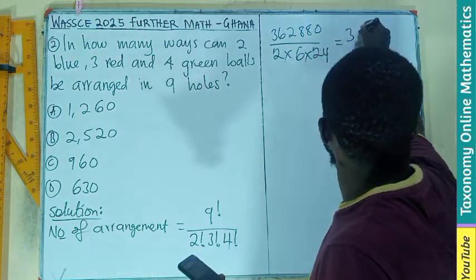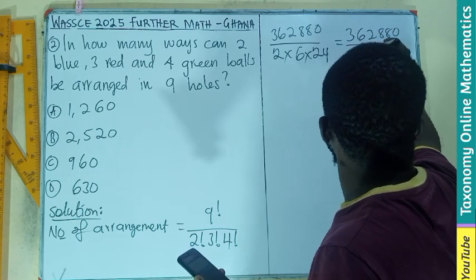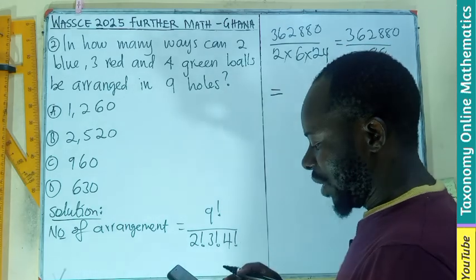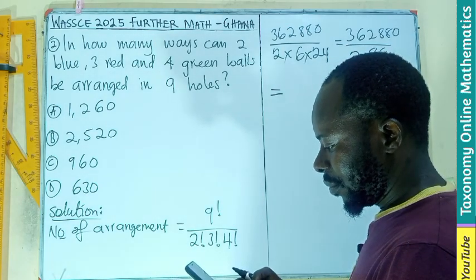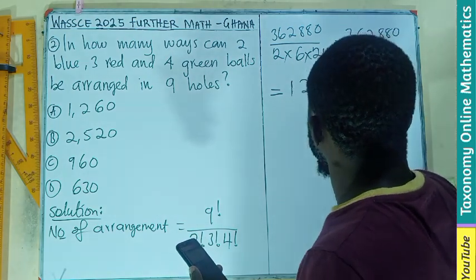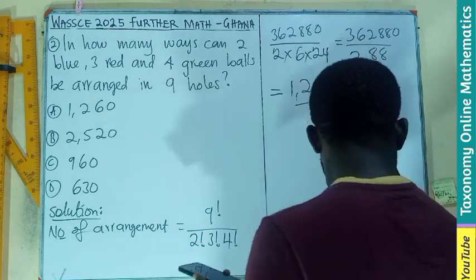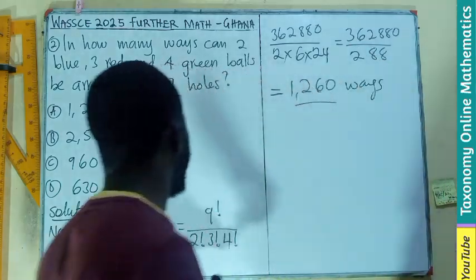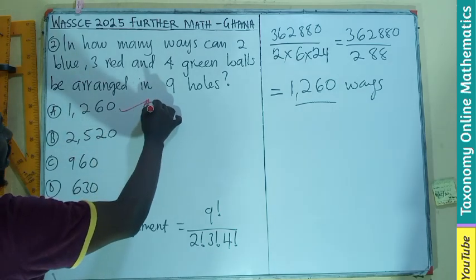So 362880 divided by 288, and that will give us 1260 ways. So these are the various ways by which these balls can be arranged in 9 holes, and that will be the option A as the best answer.